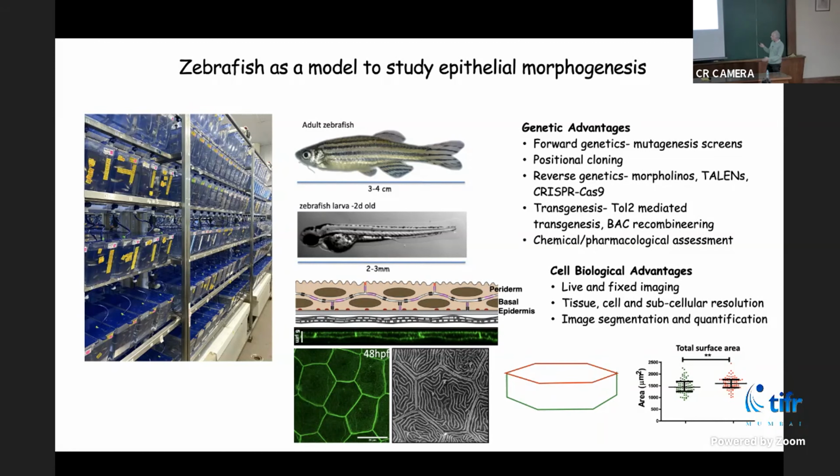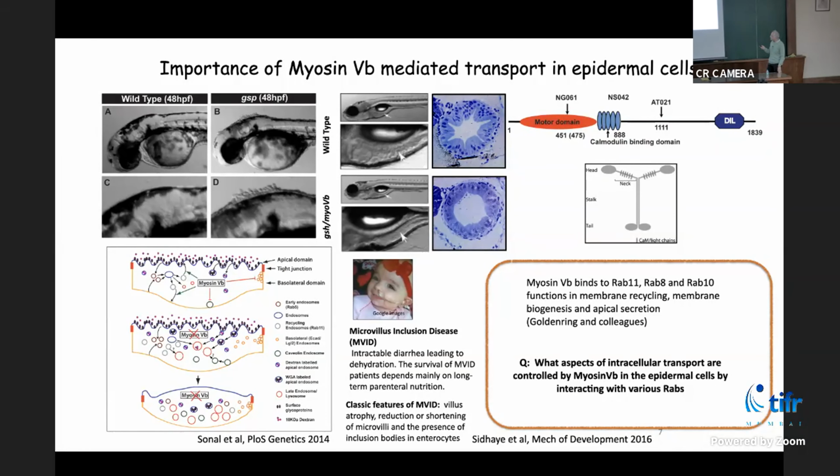Now, where did we start? Why did we even get interested in the maintenance of cell size and cell shape? The reason was the isolation of this mutant a long time back when I was a postdoc. This is called goose pimples. The interesting thing about the Drosophila and zebrafish field is that the mutants are typically named based on the phenotypes. So this new mutant was named goose pimples because you see these rounded up cells and they resemble as if the fish is having goosebumps.